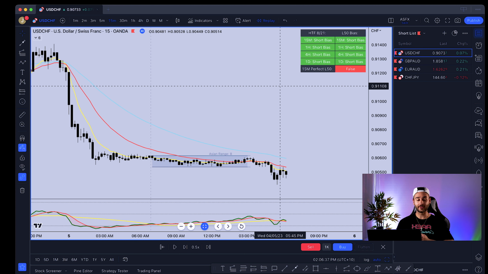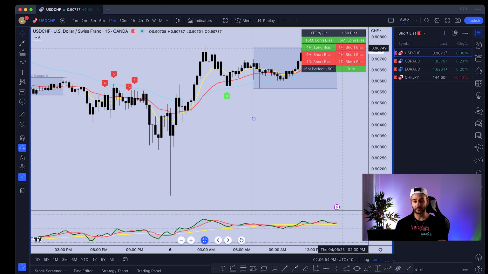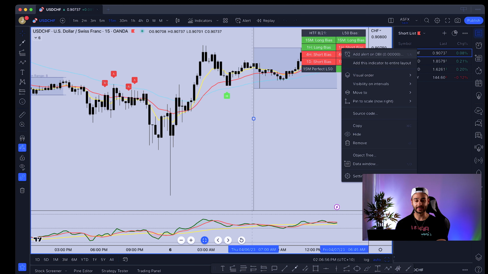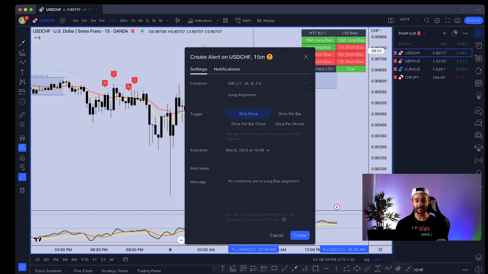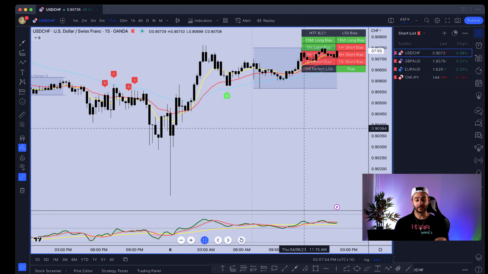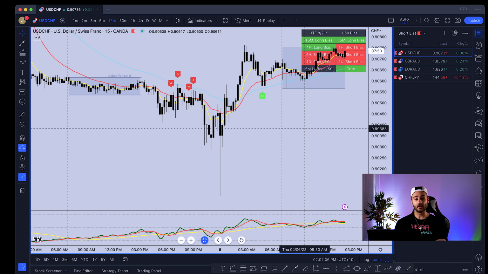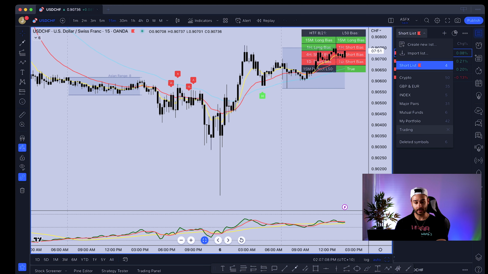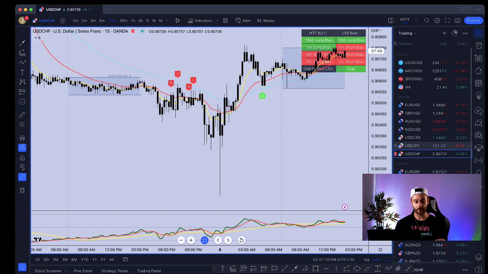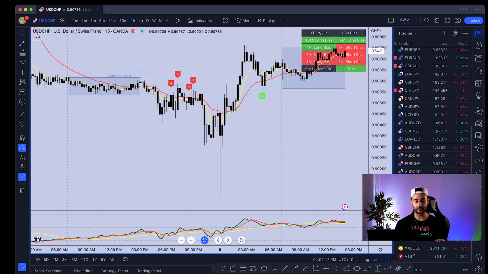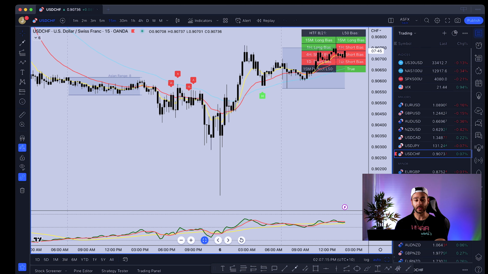If everything aligns, you can set alerts. If you right click on the indicator, you can add alert on directional bias indicator, long alignment, short alignment. I do it once per bar close, so every 15 minutes, it's going to alert me which pairs out of all the pairs I trade, which is all the majors and all the minors, a few indices and a few commodities as well at the bottom here, have full alignment across the board.